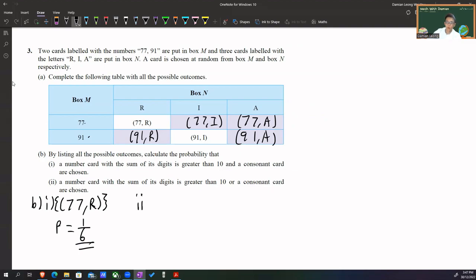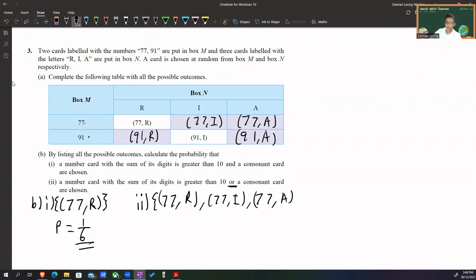The second one is or, means either condition fulfilled, then it fulfills the restriction that is given. So number card with sum of digits greater than 10 means it must be 77. It can be 77 with anything. So it can be 77 with R, 77 with I, 77 with A. Then a number card with sum of digits greater than 10, or a consonant card are chosen.